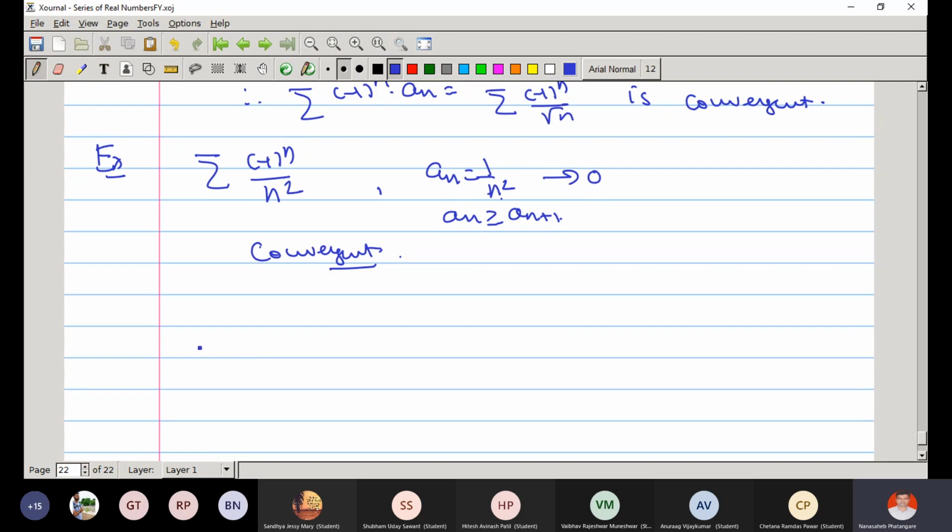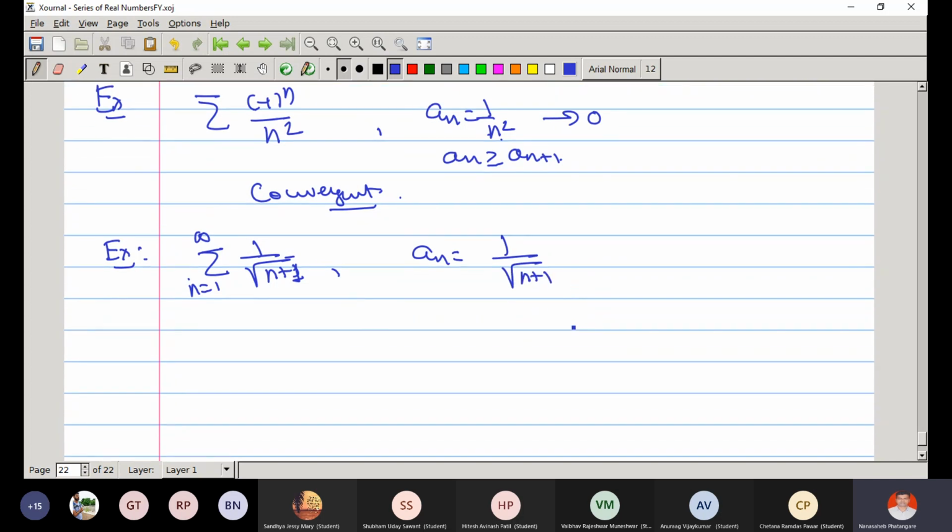Now consider the series 1 upon root of (n+1), n from 1 to infinity. What can you say about this series? What is a_n here? 1 upon root of (n+1). This is not an alternating series. All terms are positive, so not alternating. But is it convergent or divergent?